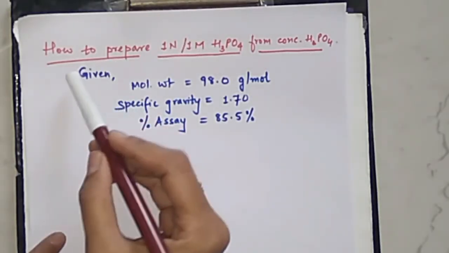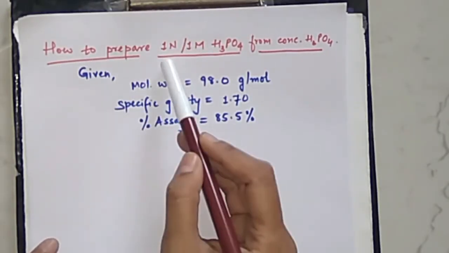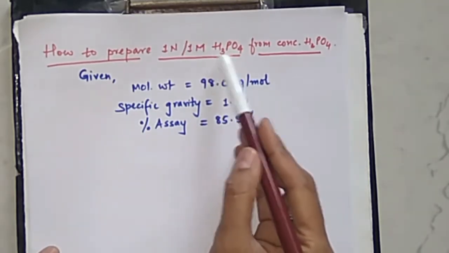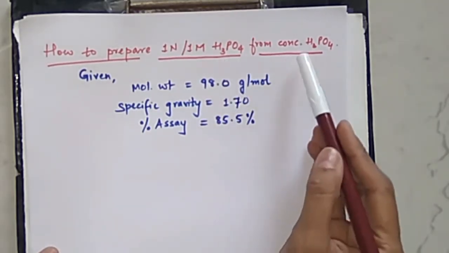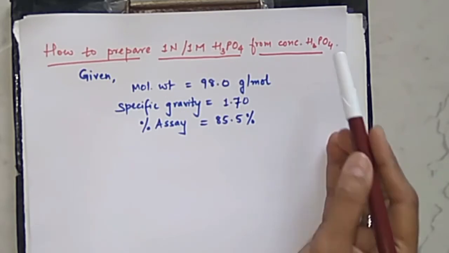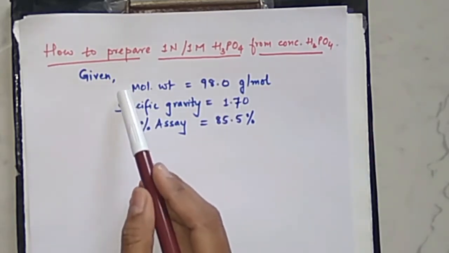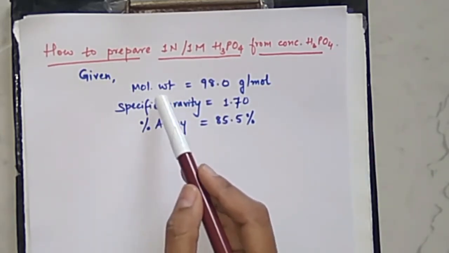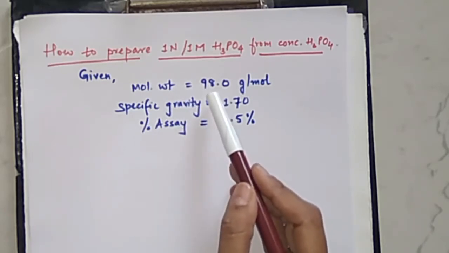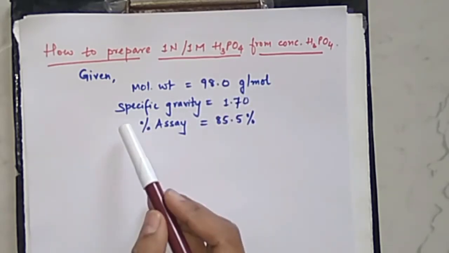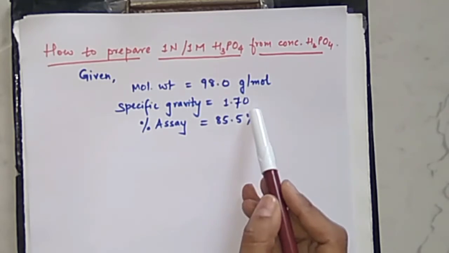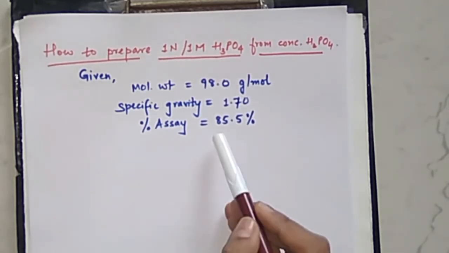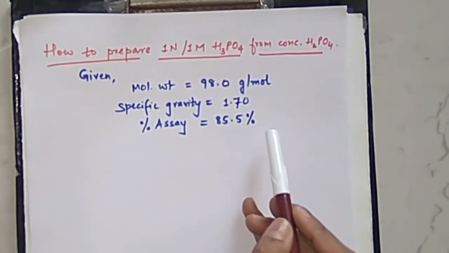Hello everyone. So today we will see how to prepare 1 normal or 1 molar phosphoric acid from the concentrated phosphoric acid given in the bottle. The information written on the bottle is: the molecular weight of phosphoric acid is 98 grams per mole, specific gravity is 1.70, and percentage assay is 85.5 percent.